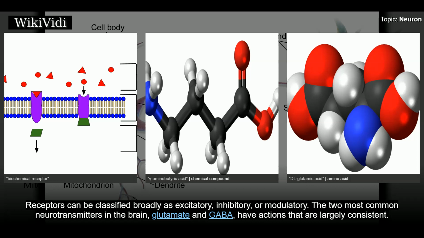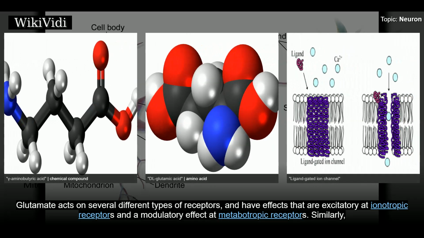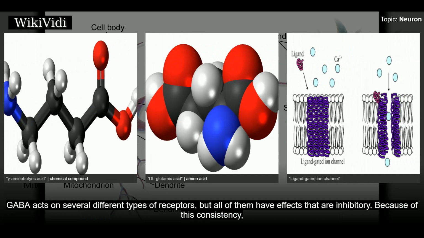The two most common neurotransmitters in the brain, glutamate and GABA, have actions that are largely consistent. Glutamate acts on several different types of receptors, and has effects that are excitatory at ionotropic receptors and a modulatory effect at metabotropic receptors. Similarly, GABA acts on several different types of receptors, but all of them have effects that are inhibitory.